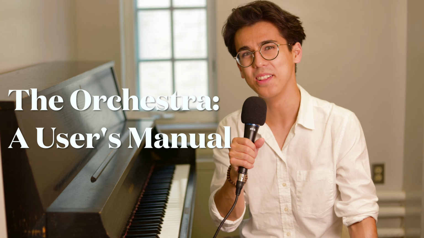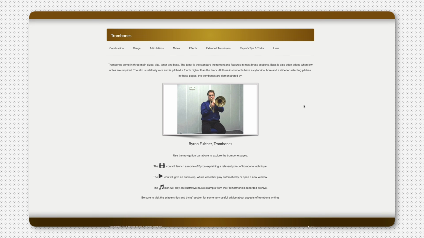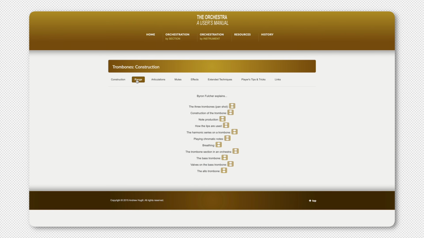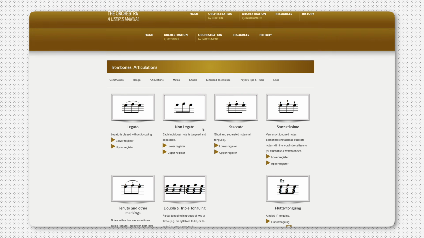This next resource is The Orchestra, a User's Manual by Andrew Hugill. This is a great, quick, online orchestration manual that I've used dozens of times when I didn't have my clunky Samuel Adler's textbook laying around. It has a lot of comprehensive information as well as recordings of different sounds of the instruments of the orchestra, different ranges, comfortable tessituras, and extended techniques. I think this is an excellent resource for people who are just starting out on their orchestration journey, or if they're writing for a brand new instrument and they just need some guidance on what's possible on that instrument.